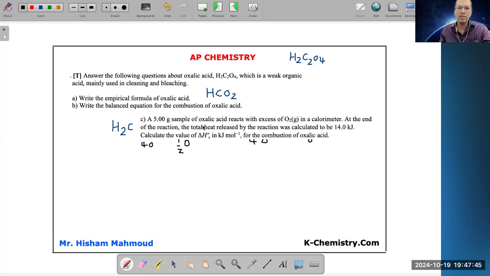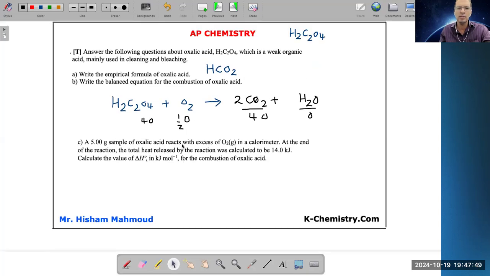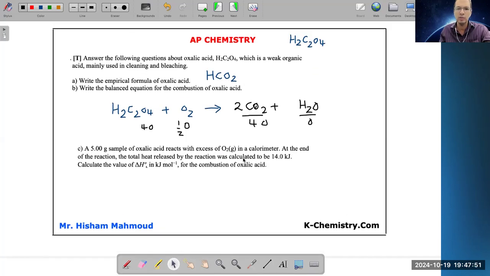Okay, so a 5-gram sample of oxalic acid reacts with excess oxygen in a calorimeter. At the end of the reaction, the total heat released by the reaction was calculated to be 14 kilojoules. Calculate the value of delta H in kilojoules for the combustion of the oxalic acid. Okay, he gave me the Q, right? He already gave me the Q. So how can I continue? Continue, Julian. Delta H is equal to negative Q over n, the number of moles.